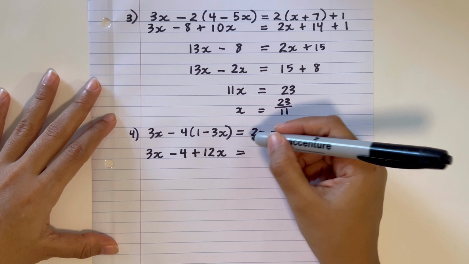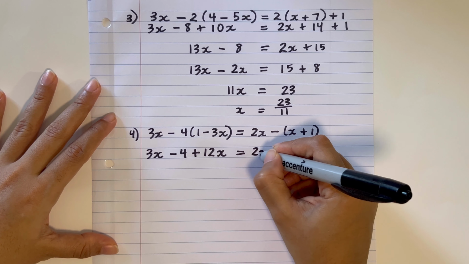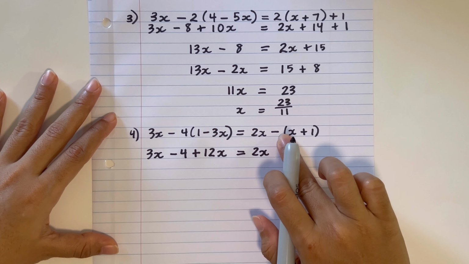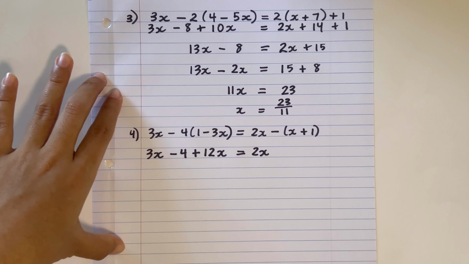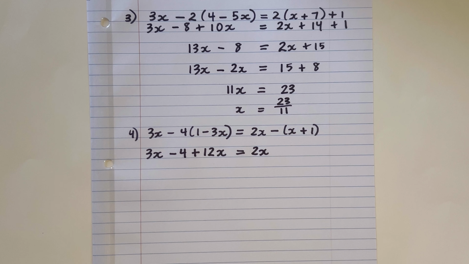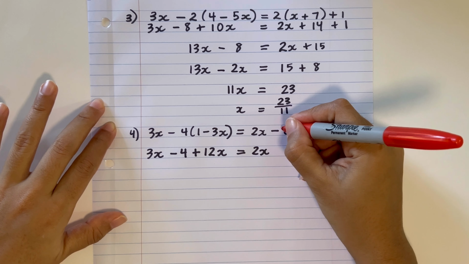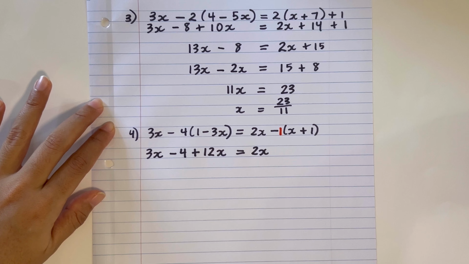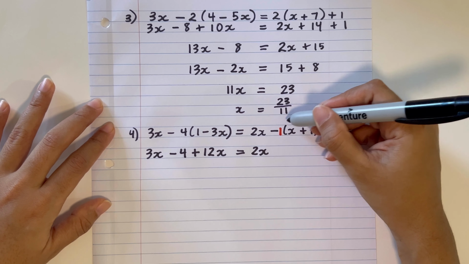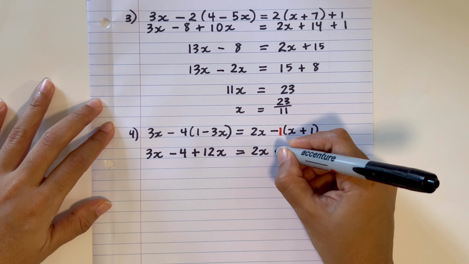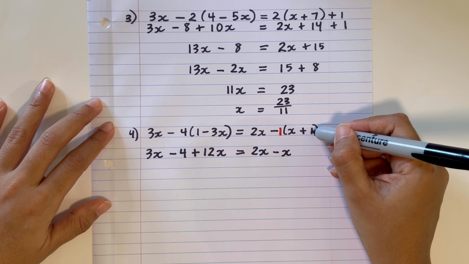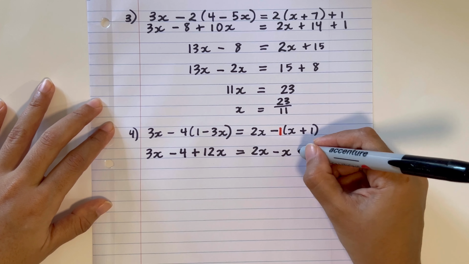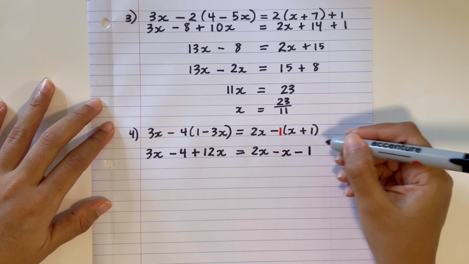For now, equal 2x, nothing to be done there. Now here, we don't have a number in front of the bracket, but I like to pretend that if I just have minus and then a bracket, I have a 1 in front of there because it just makes it easier for me, right? So I would say this is minus 1 times x, which is minus x, and then minus 1 times positive 1. A minus by a positive is a minus, so this will be minus 1.